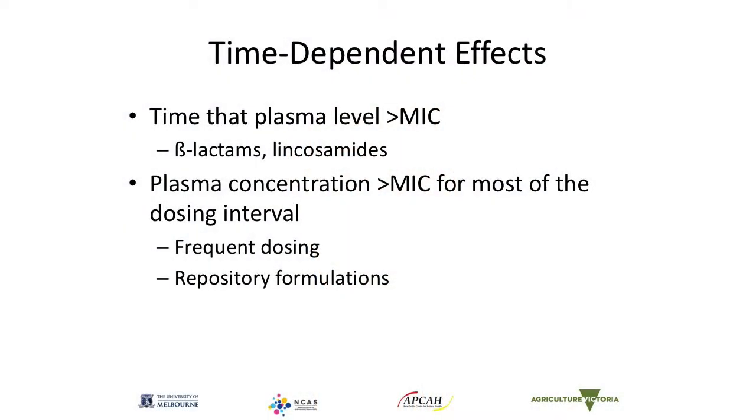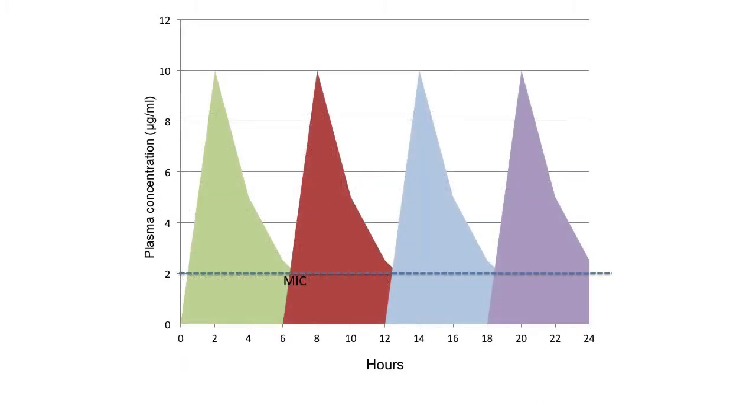Some antimicrobials have a time-dependent bactericidal effect. For the beta-lactams and the lincosamides, the time that plasma levels exceed the MIC, or the minimum inhibitory concentration, is the most important pharmacokinetic property affecting their efficacy. For these drugs, the plasma concentration needs to exceed the MIC of the pathogen for most of the dosing interval. Therefore, dosing needs to be done frequently or use made of prolonged release formulations.